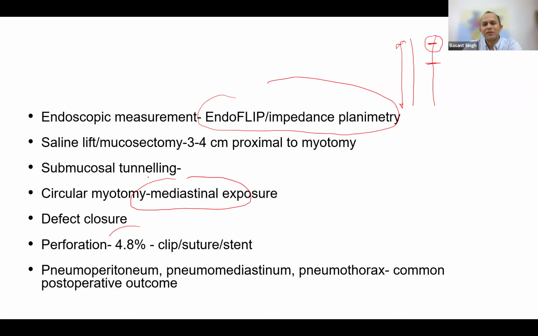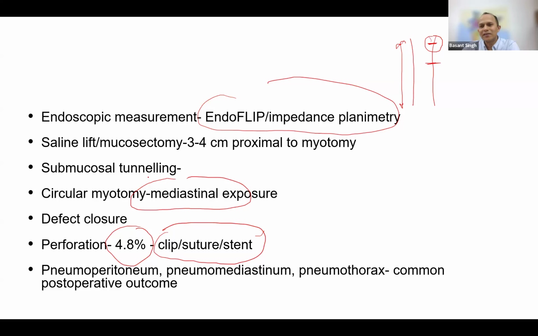Perforation rates are close to 5%. If you're early in your career, it can increase as well. How do you manage that? We can clip it, suture it or stent it. Okay, so this can be asked: if you're doing a POEM and you have a perforation, what do you do? Intraoperatively, you can put endo clips here.